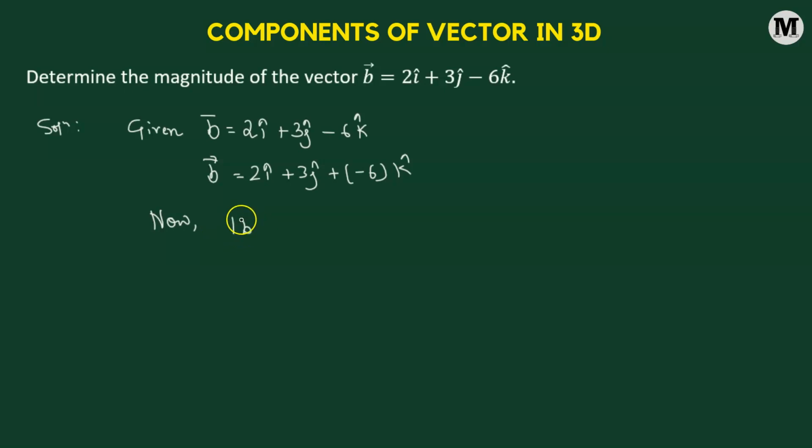The magnitude of vector b is going to be given by the square root, and underneath the square root we need to find the sum of squares. To find the sum of squares, we take the coefficient of i cap, which is 2, square it, add it to the square of the coefficient of j cap, which is 3, and then add the square of the coefficient of k cap. That gives us the square root of 49, which is equal to 7. That's the magnitude of our vector b.